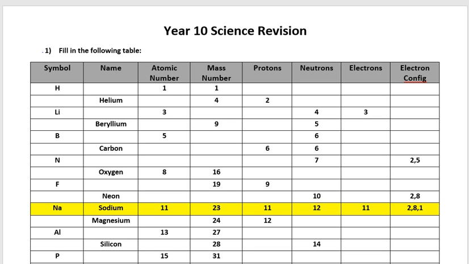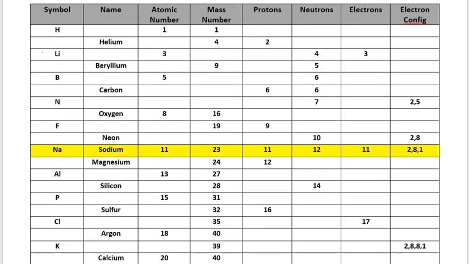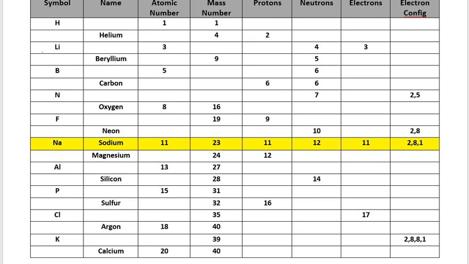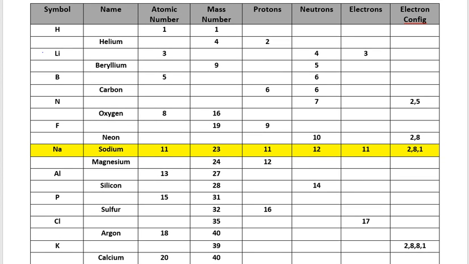Okay, so in this first question, you're basically asked to fill in the table below. So let's go through how to do that. To start off, I'll just scroll down a little bit so we can see the whole thing. There we go. To start off, you need to know the symbols and the names of the first 20 elements.